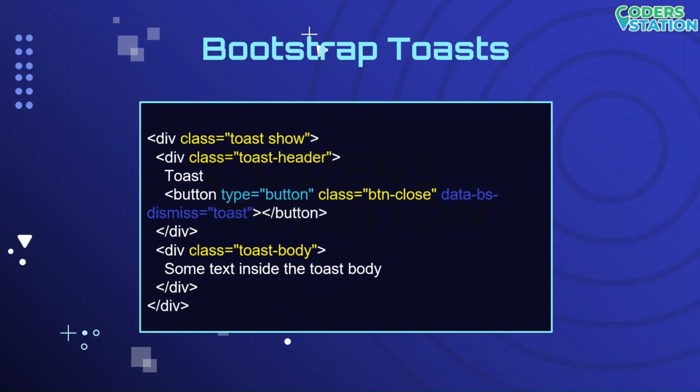The second one is the toast header. In this you have to write the title of your toast, followed by a button which has the class of button close. This will ensure that a button is provided after the title, if you want to close that particular toast. Then we have the next class, toast body. In this toast body, we write the content which we intend to show the user.